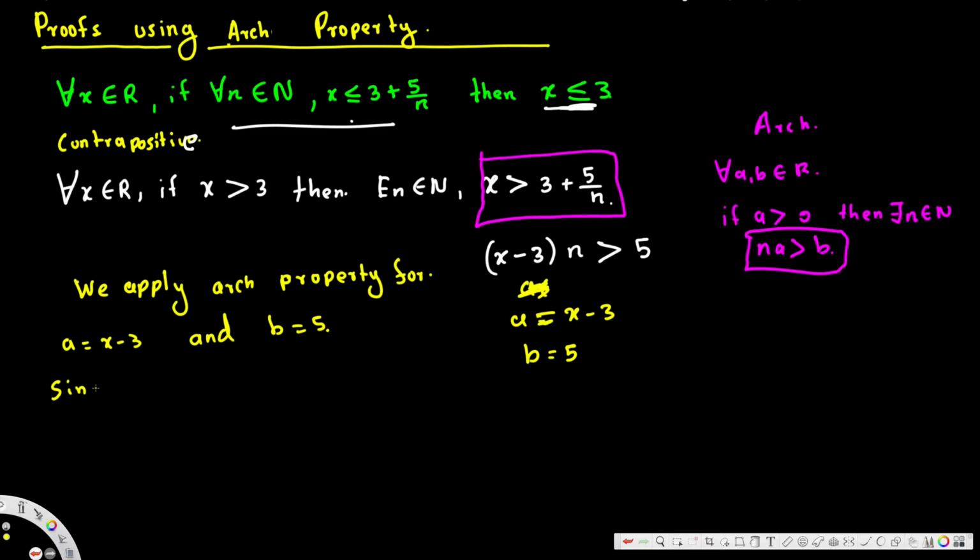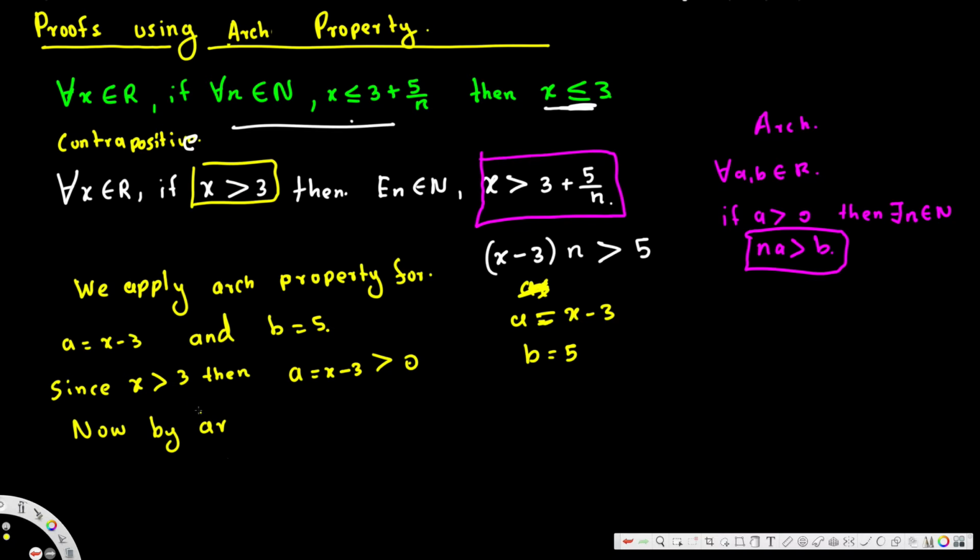Since x is greater than 3, then a, which is equal to x minus 3, is greater than 0. Okay, x is greater than 3, so a equal to x minus 3 should be greater than 0. I know this one from the statement. You always refer to the statement: x is greater than 3, then x minus 3 is greater than 0. That's how we got this one.